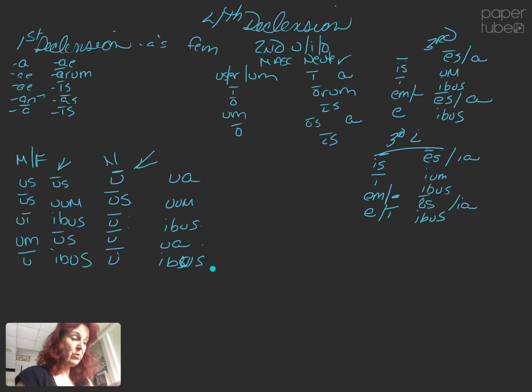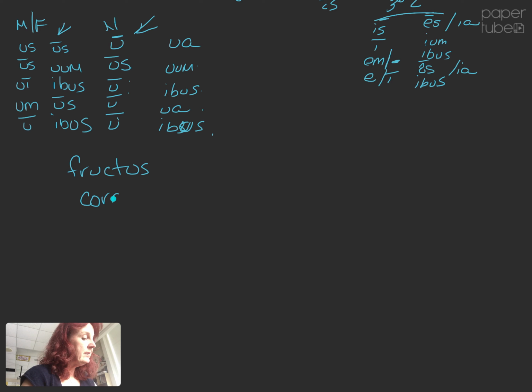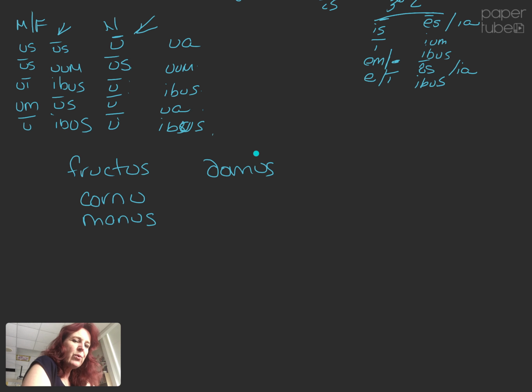Fourth declension. Common words, fructus, cornu, horn, but also like the band, the wing of an army, and manus, hand, is also a band of men. So we do see military terms, domus, even though it looks second, it follows the fourth rules more often, but it does follow the second some too.